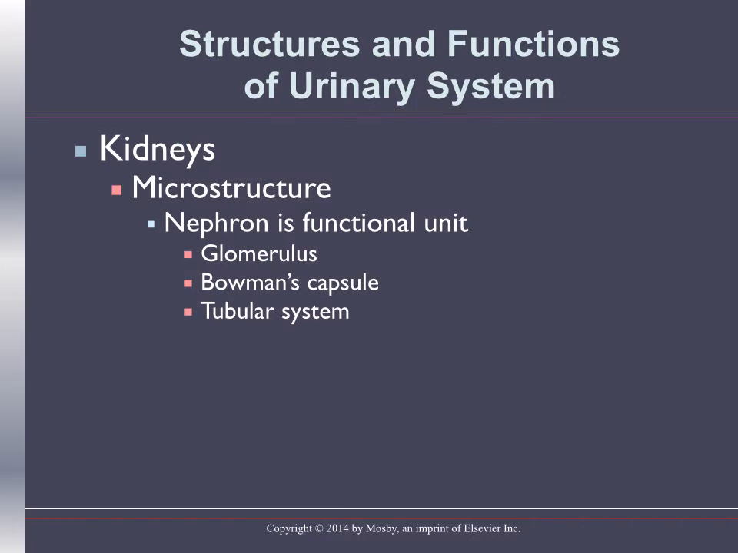Now we will talk about nephrons. When we are talking about nephrons, we are talking about the microstructure of kidneys, and the nephron is the functional unit of kidneys, and each kidney contains approximately 800,000 to 1.2 million nephrons. And a nephron is composed of three important structures, which are called glomerulus, Bowman's capsule, and a tubular system. Let's go to the next slide.